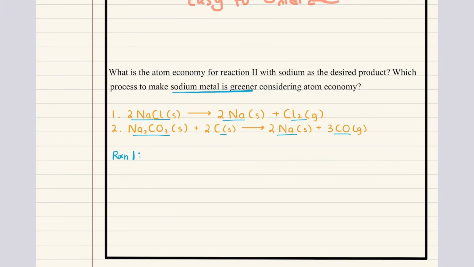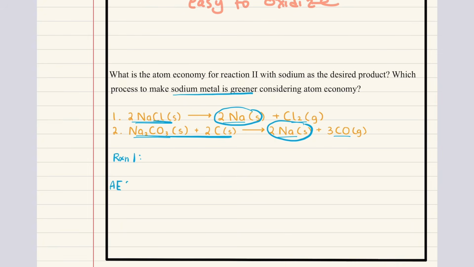First, let me remind you that atom economy is the mass of the desired product formed divided by the total mass of all reactants that go into the reaction, all multiplied by 100%. Only the atoms that end up in the target product count in the numerator. Let's calculate reaction 1. Our desired product is sodium metal. The balanced equation gives 2 moles of sodium atoms. Each mole of sodium has a molar mass of about 23 grams per mole. So the numerator is 2 times 23, which is 46 grams of useful product.